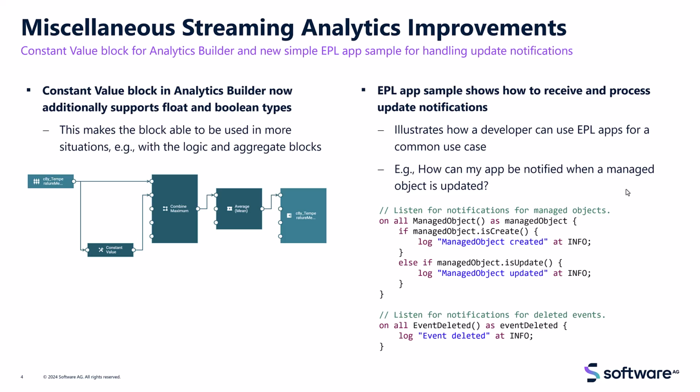If you're using EPL apps, then there's now a new sample based on requests from many customers that shows how to create an app that receives and processes update notifications. It's not many lines of EPL code, but it's a common request when people are getting started using EPL: how do I respond to when my managed object, or my events or measurements, are received or updated. That sample should help people get started very quickly.